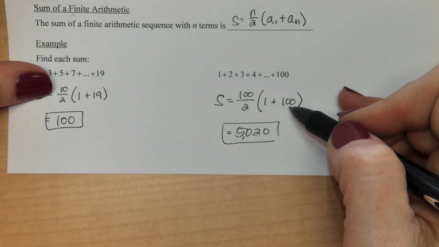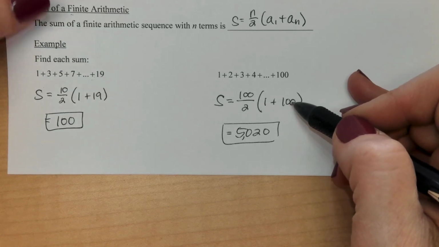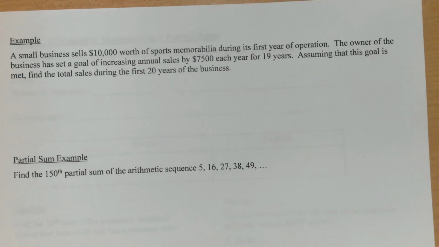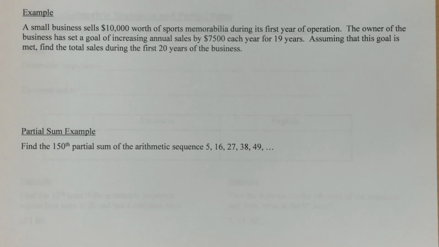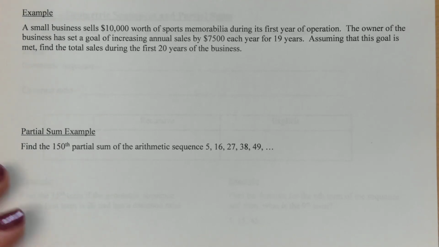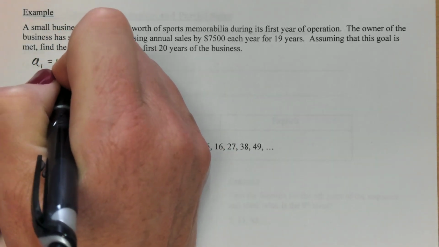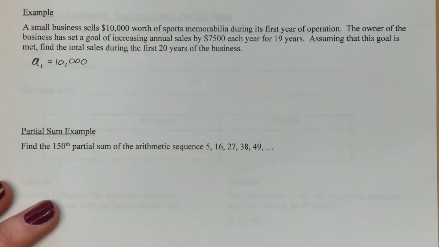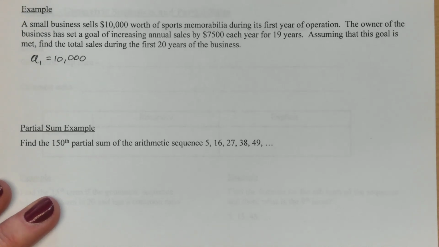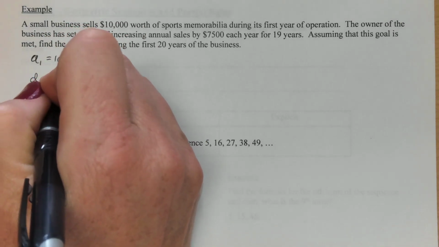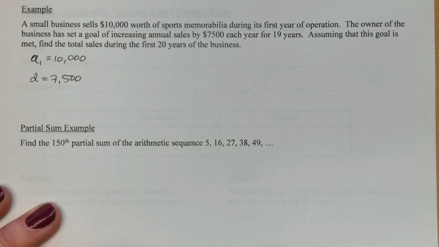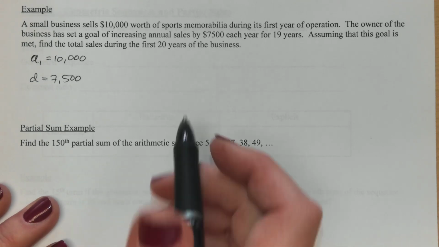And then if you need to know the last term, like we're going to do in the next example, we're going to have to go find it. So this one is just a word problem. I've got a small business that sold $10,000 worth of sports memorabilia its first year of operation. So my first term is $10,000. The owner of the business has a goal to increase sales by $7,500 each year. That's D. I want to go up by $7,500 every year for the next 19 years. So assuming that they meet the goal, find the total sales during the first 20 years of business.